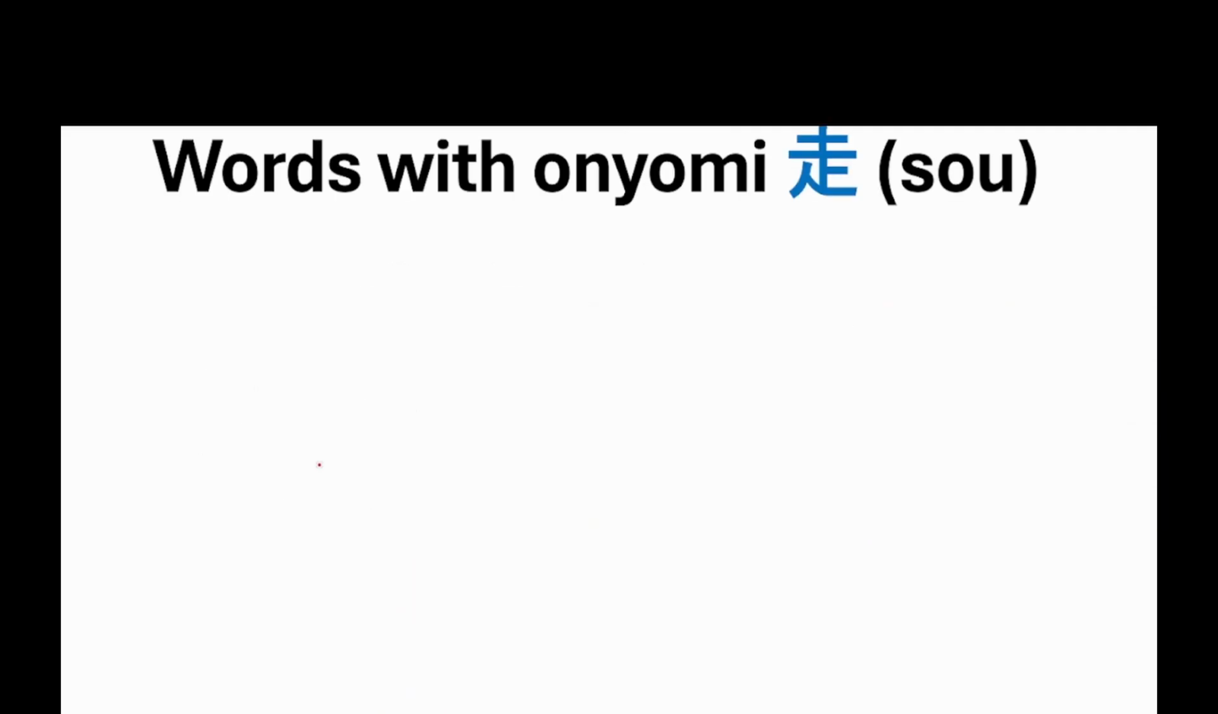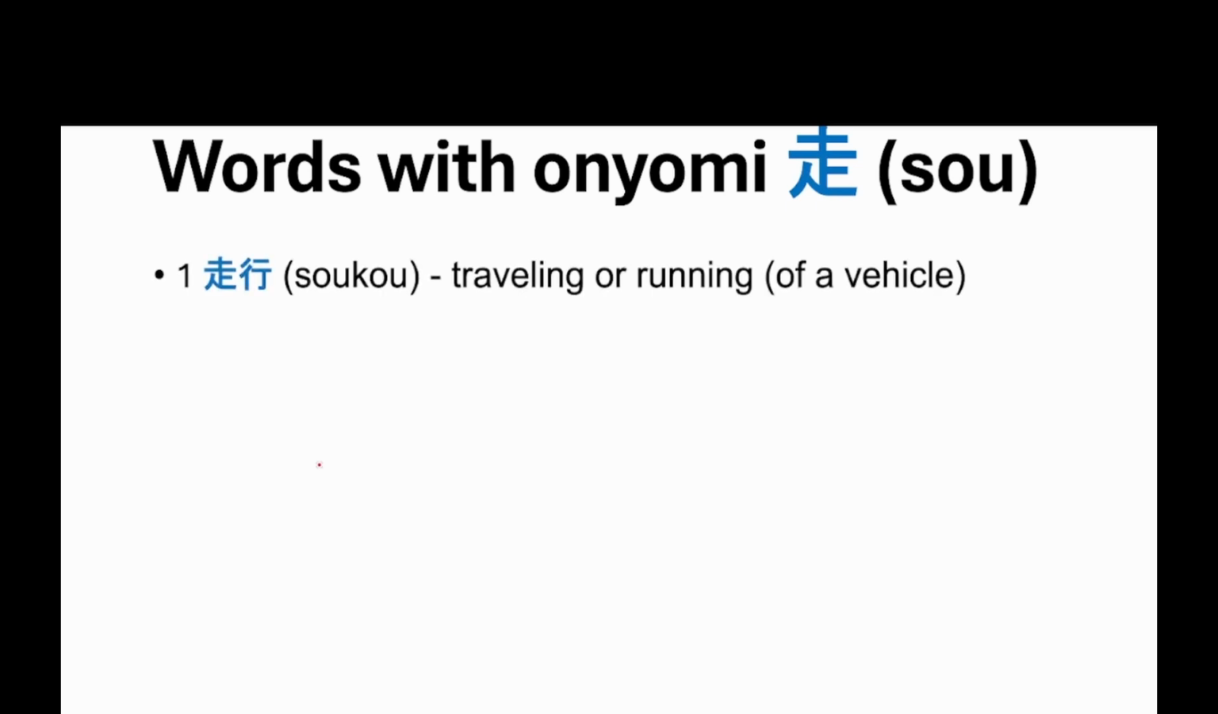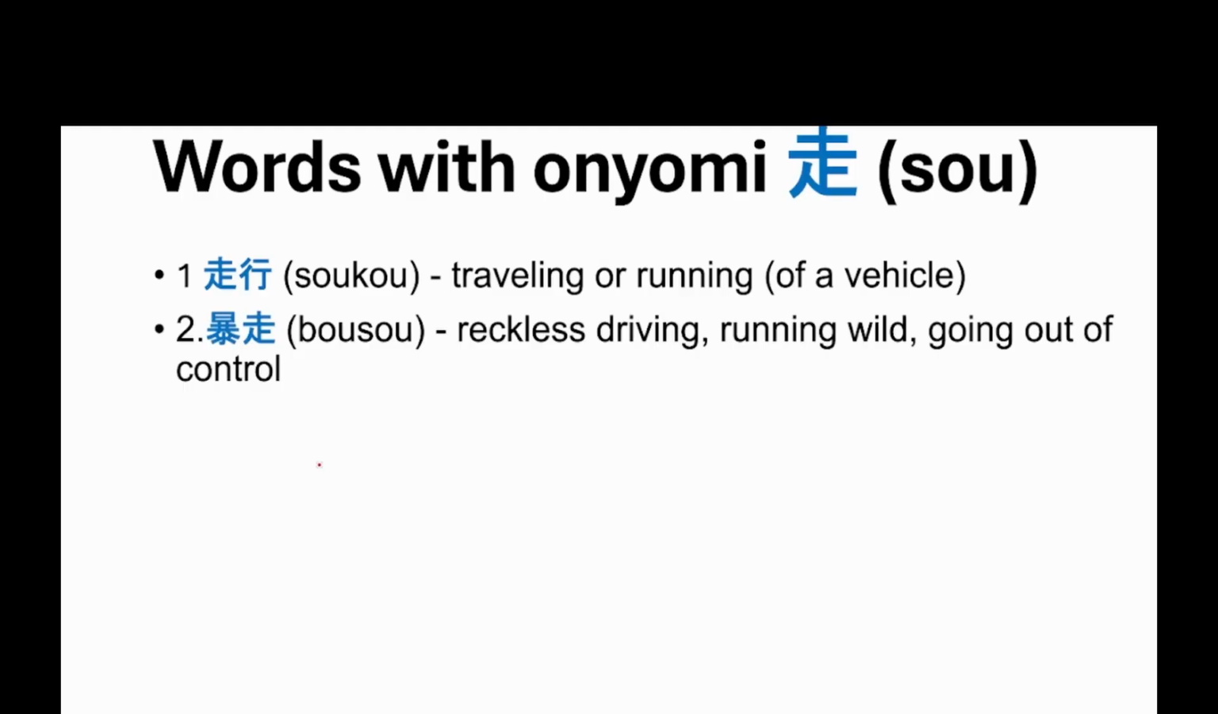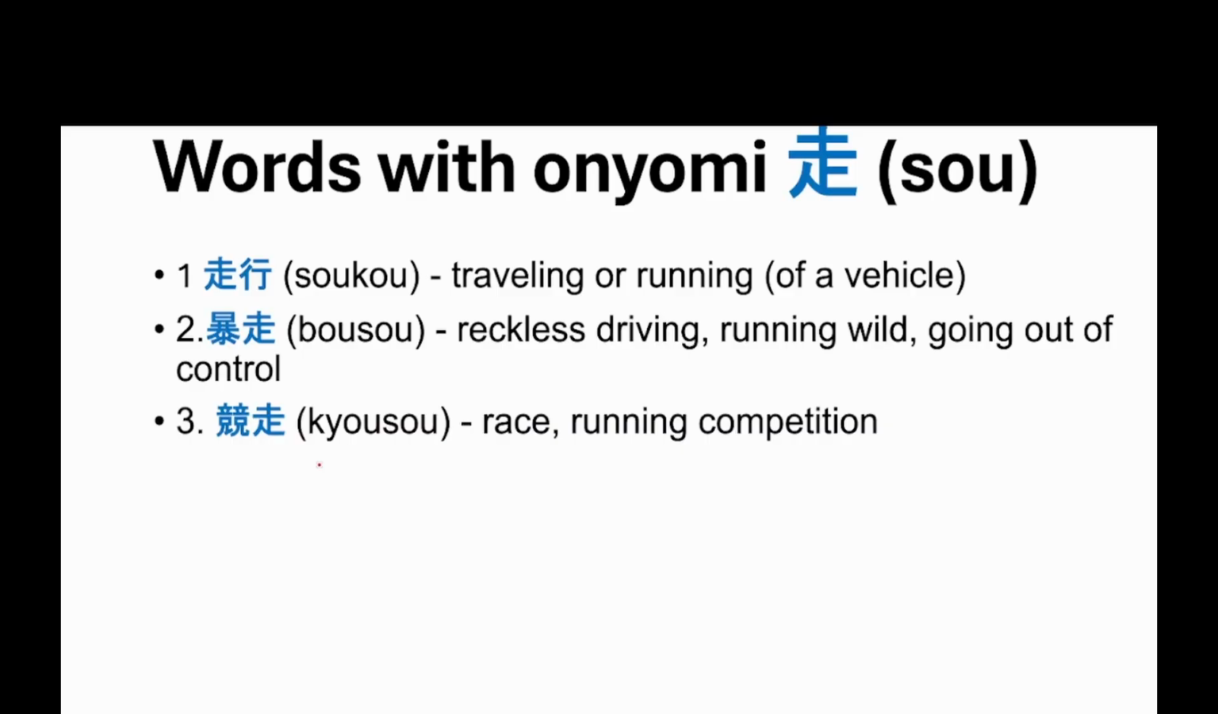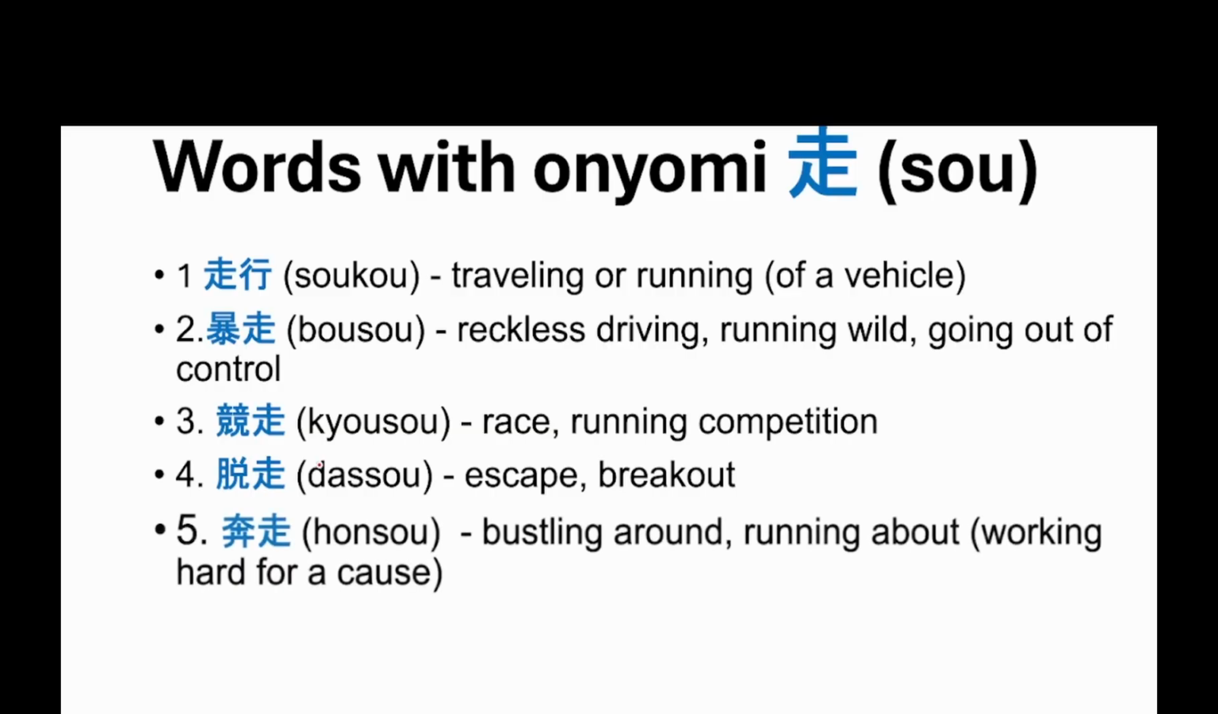Okay, so the kanji of the verb hashiru also has an onyomi reading of so. And here are some of the words with onyomi so. The first one is soko, traveling or running of a vehicle. And then we have boso, reckless driving, running wild or going out of control. Kyoso, race, running competition. Daso, escape or break out. Honso, bustling around, running about, working hard for a cause.